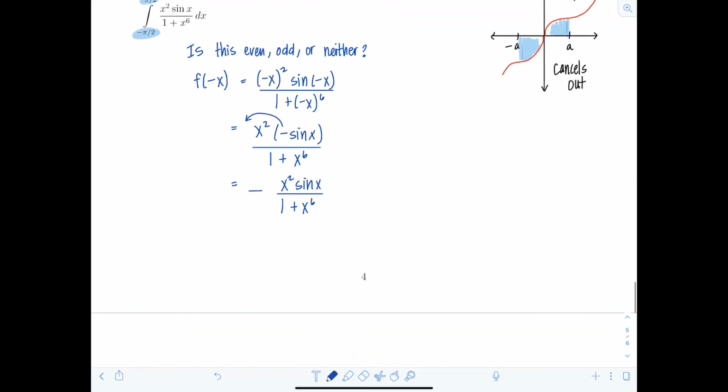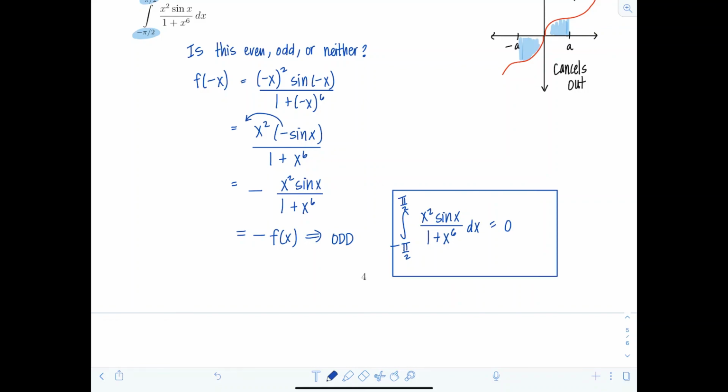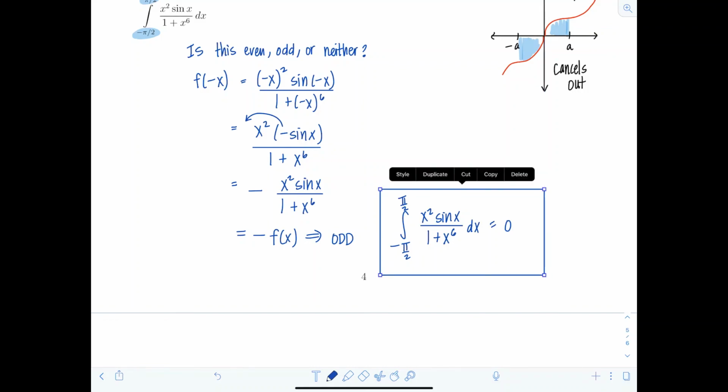And what do you notice? This is the opposite of my original function, which means by definition it's odd. So what is the value of this integral? The integral from negative pi over 2 to pi over 2 of x squared sine x over 1 plus x to the 6th dx is 0. By symmetry, or because the function's odd, give some sort of justification.